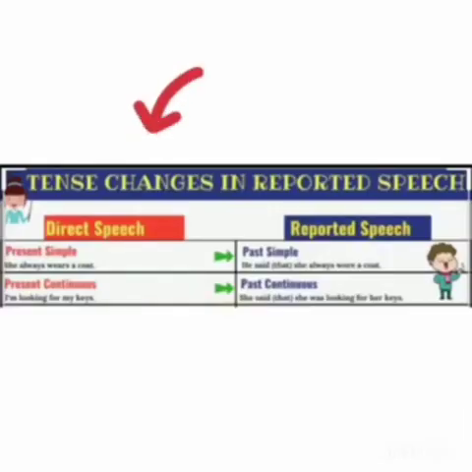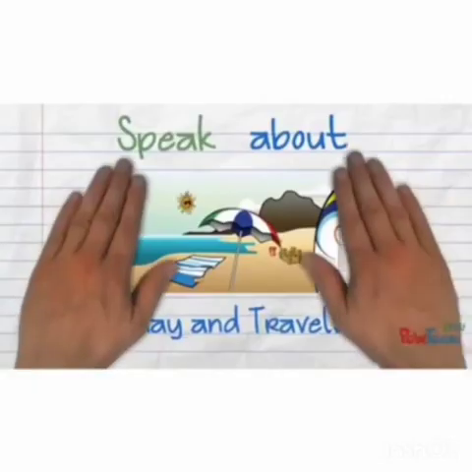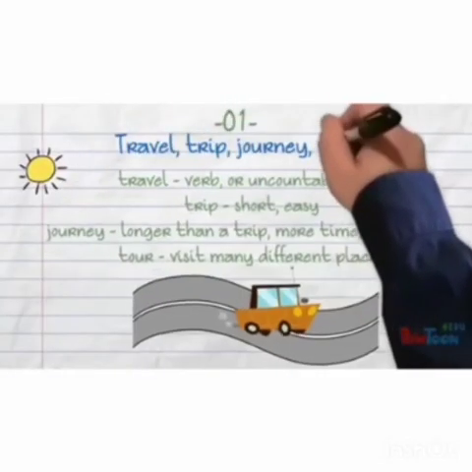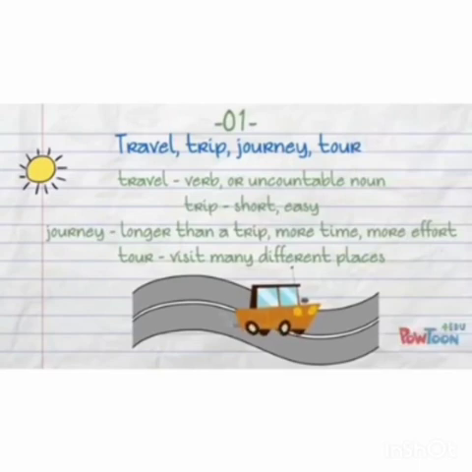Here you can see tense changes in reported speech. For example, in present simple we change into past simple. Traveling. And let's start with the words travel, trip, journey, tour.